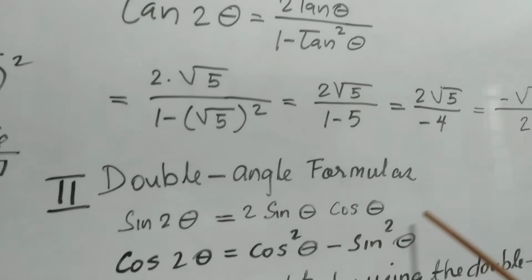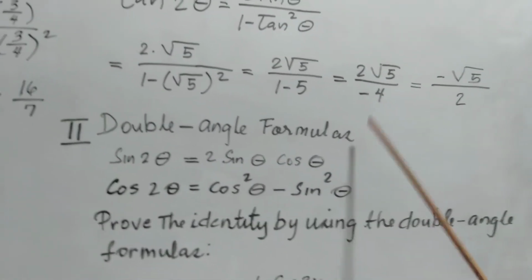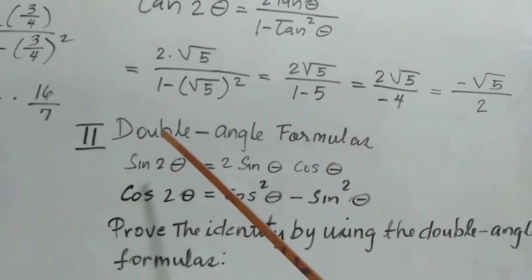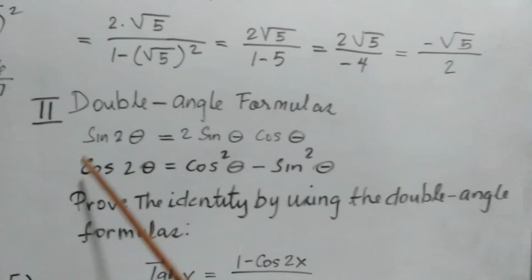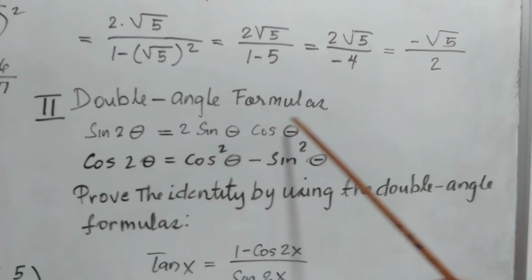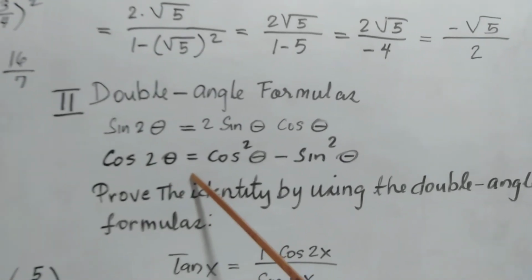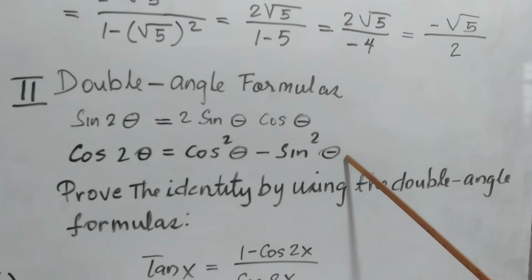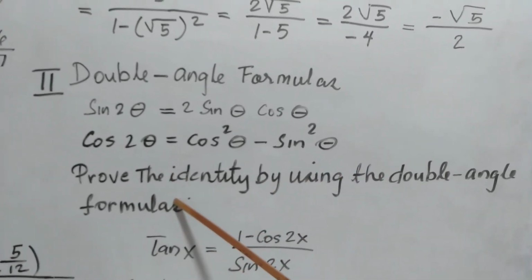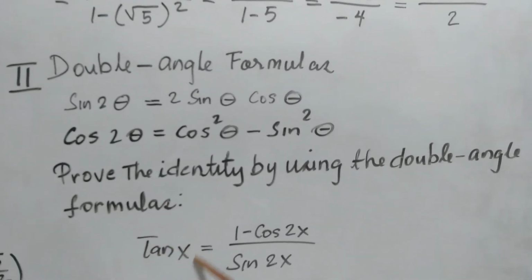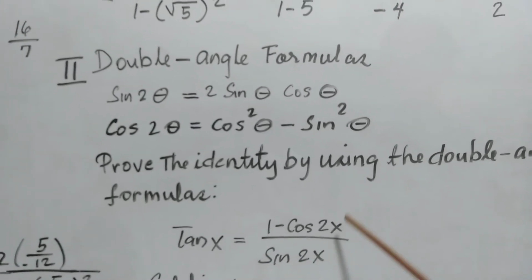For our proving, verifying exercise using double angle formulas: sine 2 theta is equal to 2 sine theta cosine theta. For cosine 2 theta, that is equal to cosine squared theta minus sine squared theta. And we have to prove the identity using the double angle formulas, which is tangent x equals 1 minus cosine 2x over sine 2x.